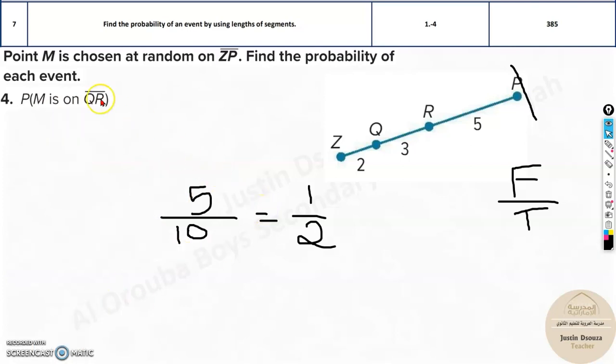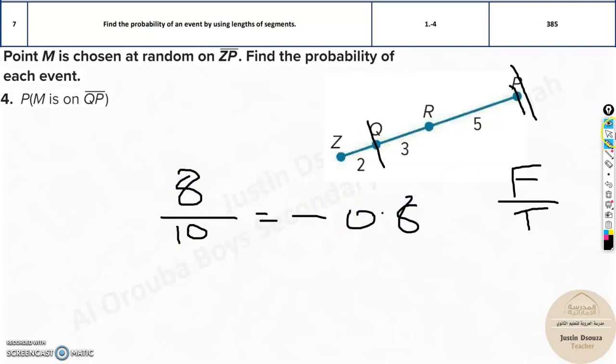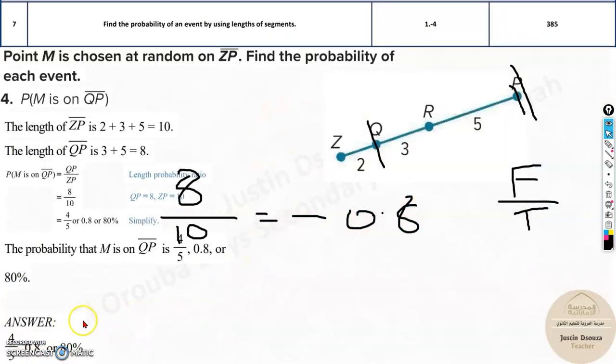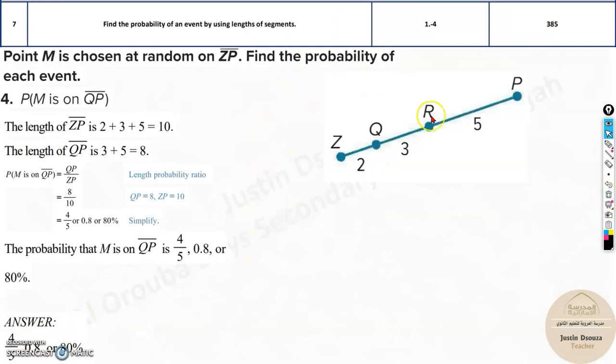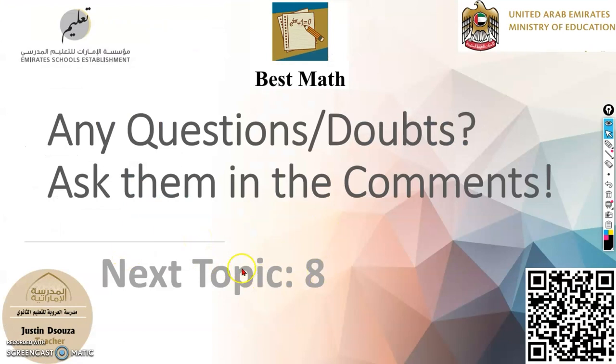I hope this all is clear. They have told Q and P. Now they have told Q to P. Let me change this. 5 plus 3, 8. So it is 0.8 or 80% probability that the point will be anywhere between Q and P. So the answer is 80%. I hope this is clear. If it's a line segment, it is very, very straightforward. Just remember the favorable line divided by the total line. That would be the probability. Next video will be topic number 8.